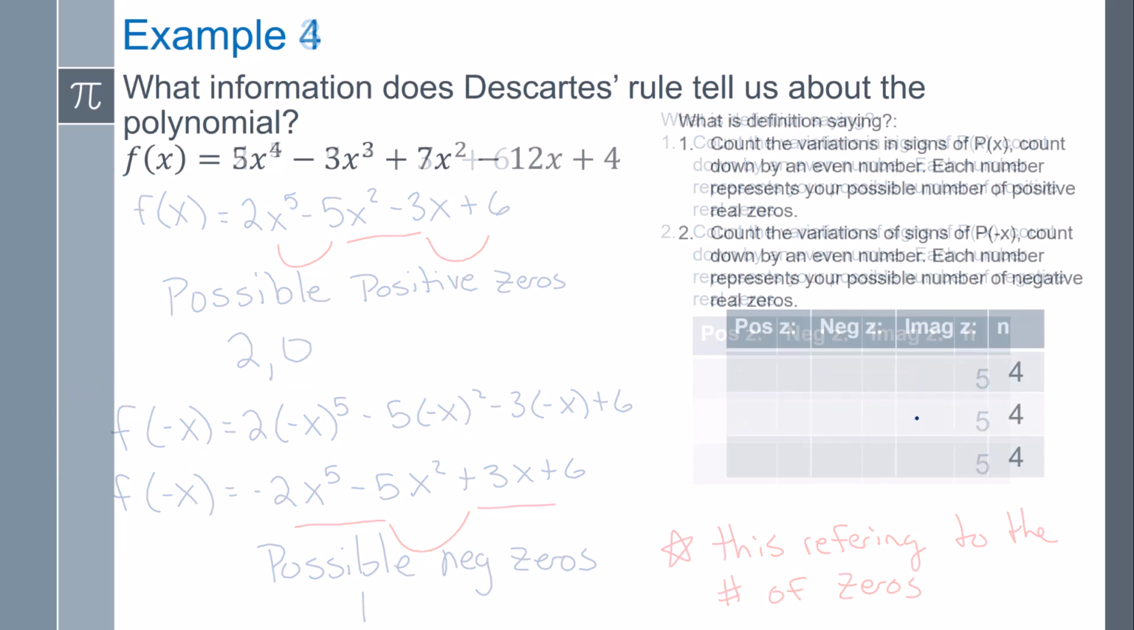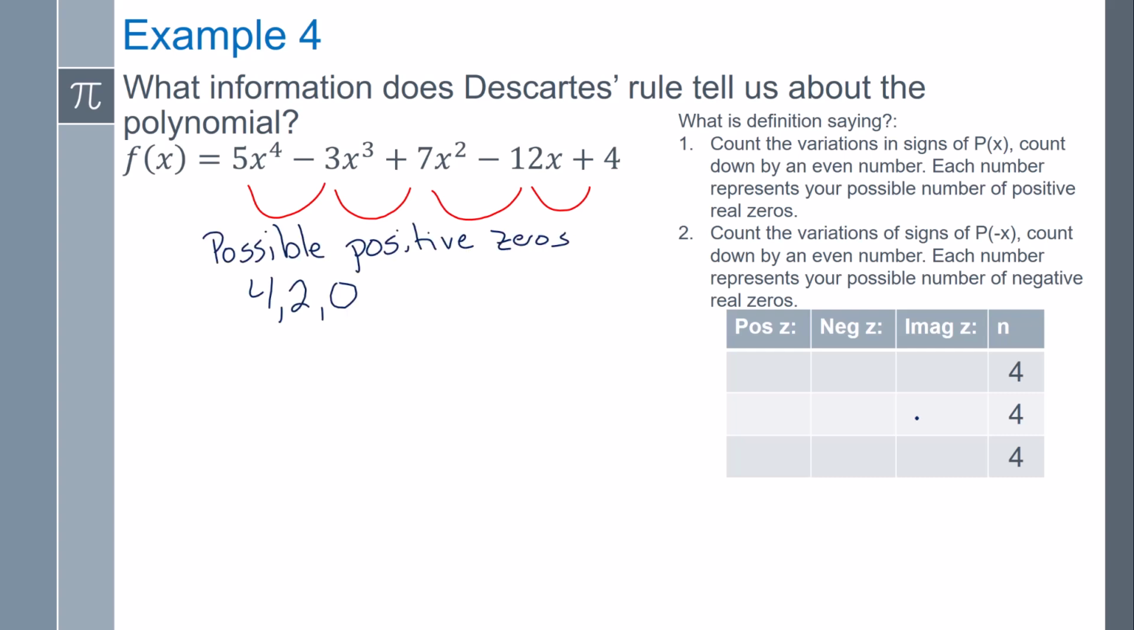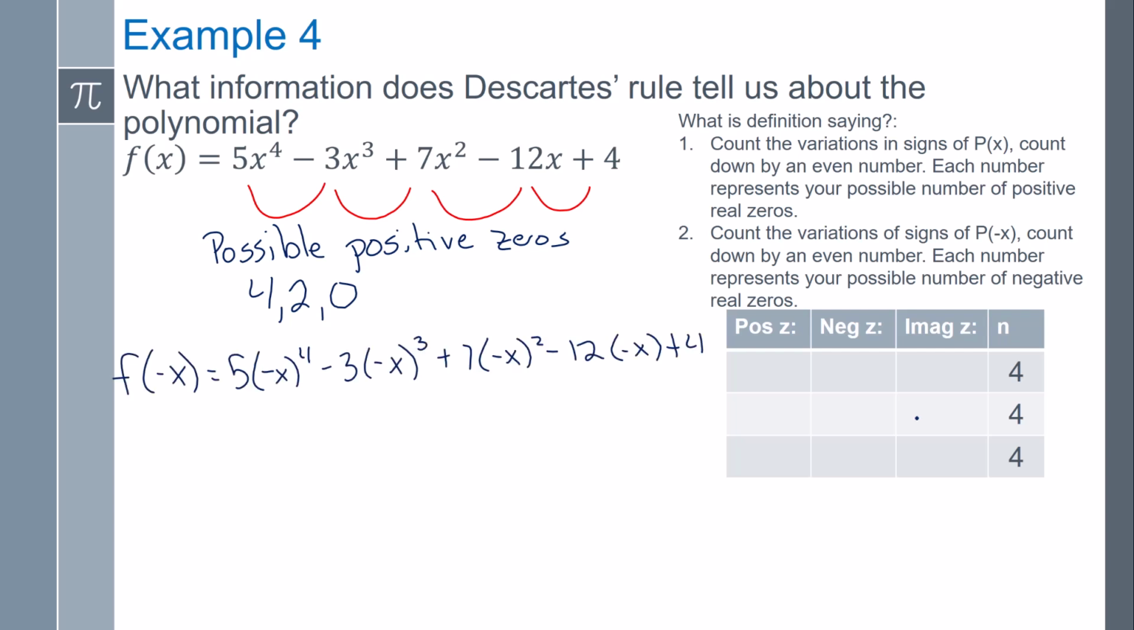Let's look at another one. Remember, 2 scenarios, f of positive x and f of negative x. F of positive x is positive zeros, f of negative x, negative zeros. So I count the number of signs. Positive to negative, negative to positive, positive to negative, negative to positive. Okay, so that's 4. Now I need to count down by 2. So 4 minus 2 is 2, 2 minus 2 is 0. So I have these 3 different possibilities.